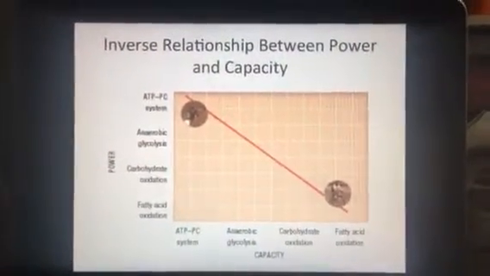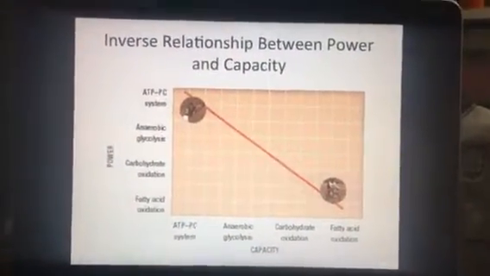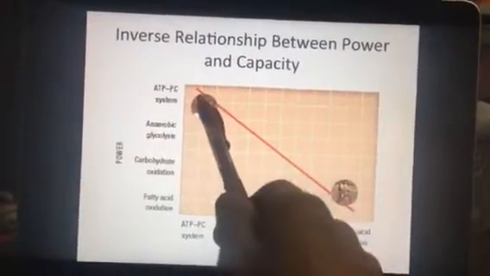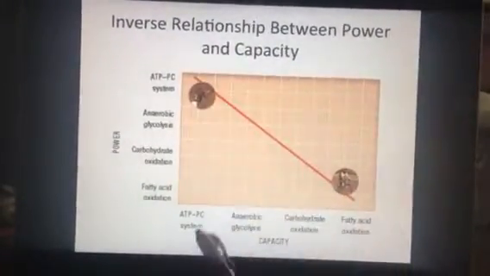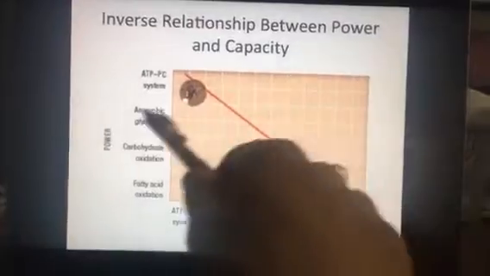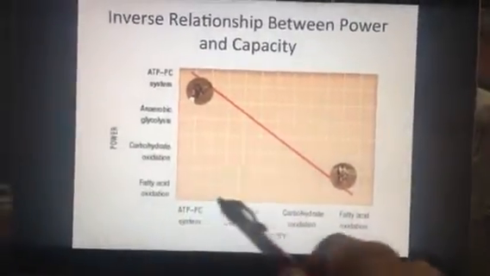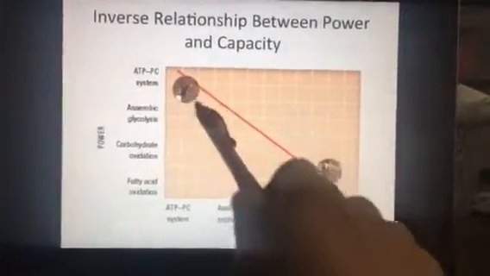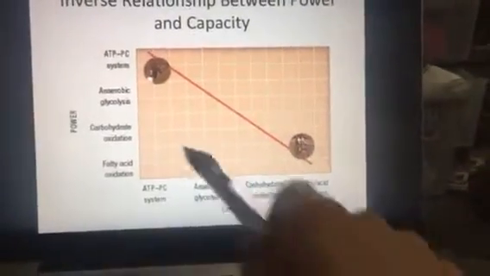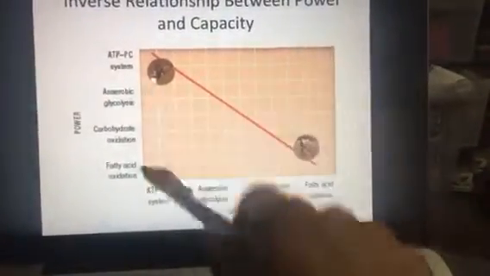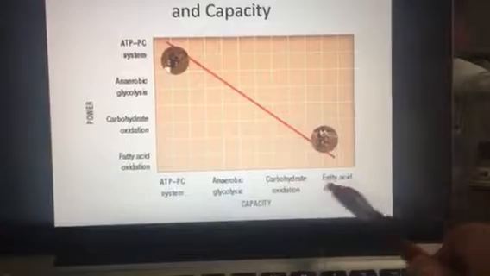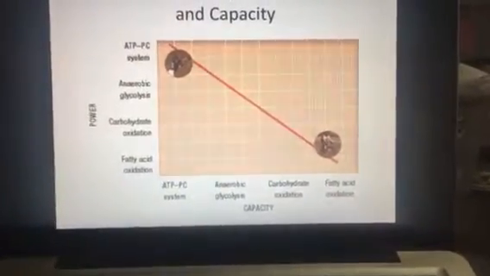Here is the inverse relationship between power and capacity. As you can see here in the first two systems, the ATP system and anaerobic glycolysis, you have more power but less capacity. And as you go farther down the scale, you're going to have less power, but you're going to have a longer and larger capacity.